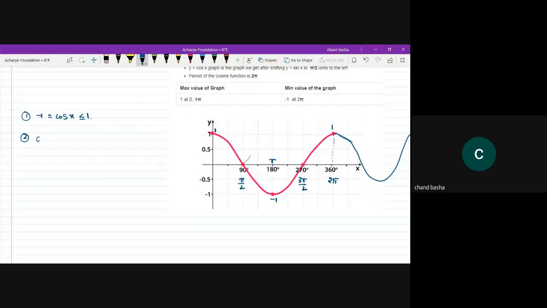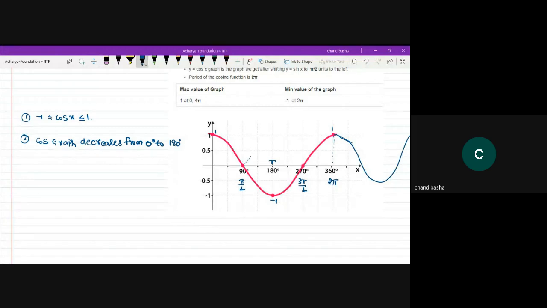Second point in the cos graph: the cosine graph decreases from 0 degrees to 180 degrees. Let us see, till 180 it is decreasing. 0 to 180 degrees, it is a decreasing function. But we require only 90 degrees because we know the values till 90 from the table. Is it clear? Sine and cos.